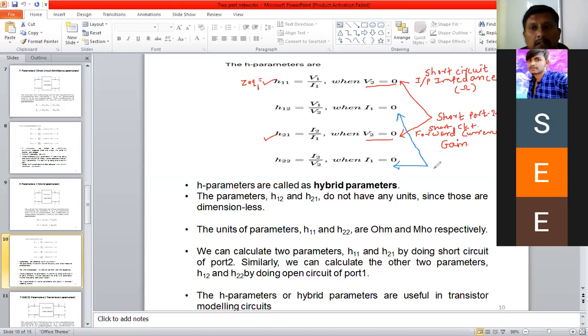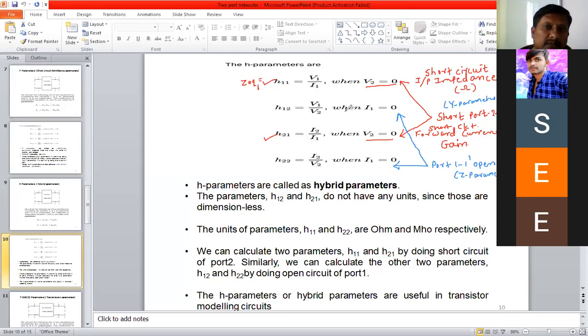Port 1 open. Yes, port 1 open. मला सांगा हे शॉर्ट केलं याचा अर्थ आपल्याला रेफरन्स कशाचं घ्यायचंय? Y parameters. ओके. आता इथं हे ओपन करतोय म्हणजे रेफरन्स कशाचं घ्यायचंय? Z parameters. Have you understood? So you've understood the Z and Y, you can easily understand the H parameter.